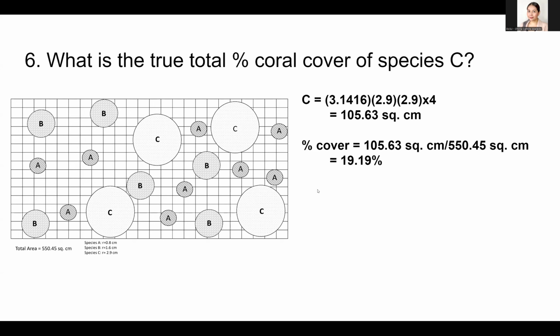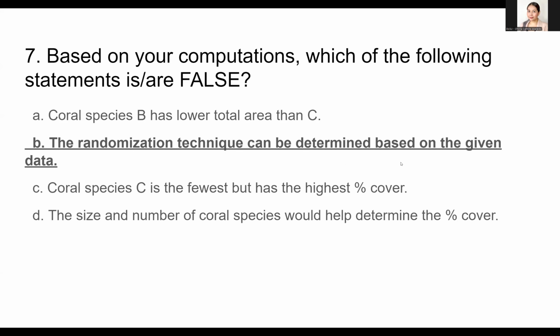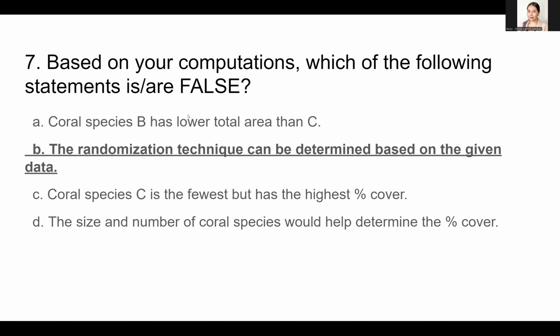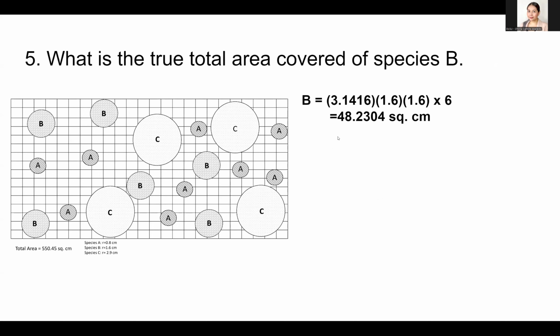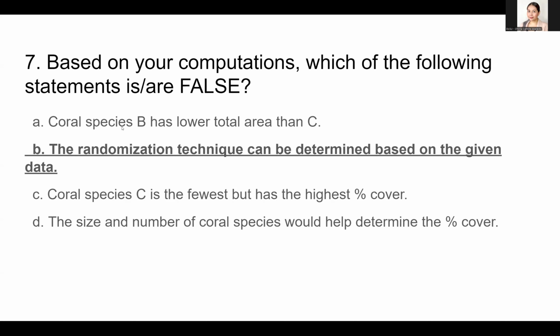Okay. So one final question for the quiz before we proceed to our consultation. Based on your computations, which of the following statements is false? Let's look at statements A, C, and D. Coral species B has a lower total area than C. Let's look at total area of C, 105. Total area of B is 48. So definitely statement A is true.